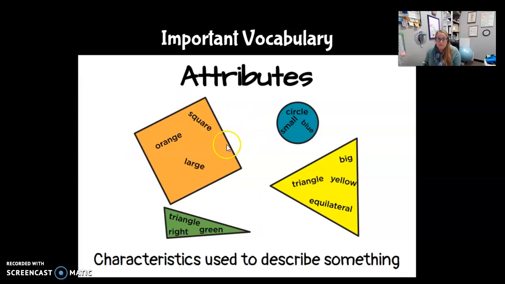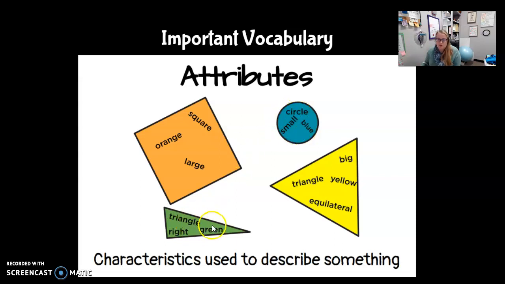So let's look at this square. This is a square because there are 1, 2, 3, 4 sides and 1, 2, 3, 4 vertices. So I know it's a square, and I also know it's orange. This is a circle. There are no straight lines or straight sides that make it. It's just one curved line, and it's blue.